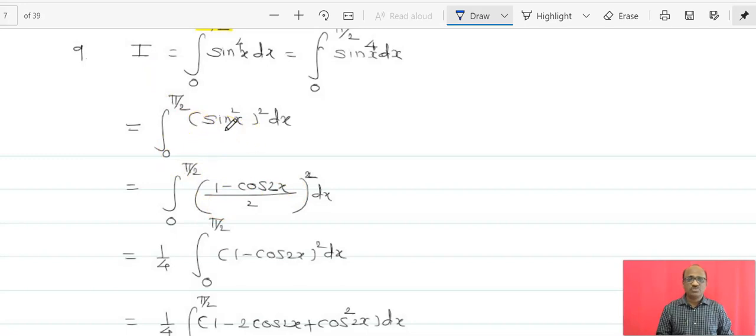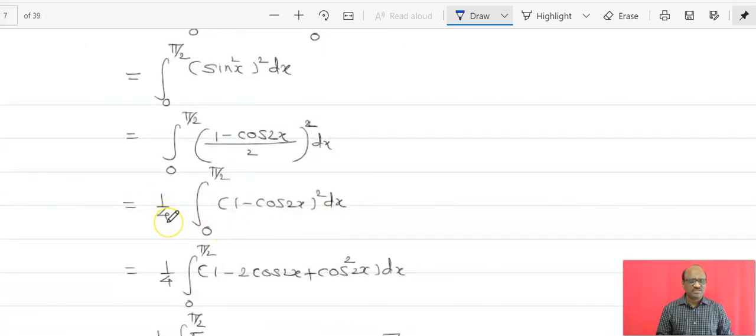Again by using the trigonometry that you have learned in the 11th standard, sine square x means what? 1 minus cos of 2x upon 2 bracket square dx. Here is a bracket square. Now what about here? 1 minus cos 2x upon 2. That is 2 square, that is 4. Take 1 by 4 outside this integral sign. That is 1 by 4, 0 to pi by 2 in bracket 1 minus cos 2x bracket square.